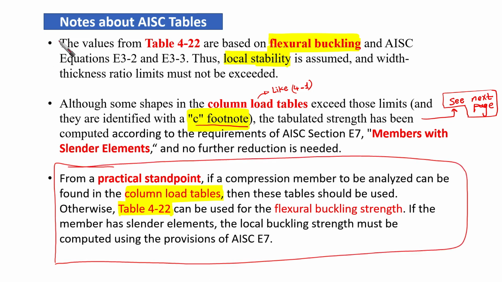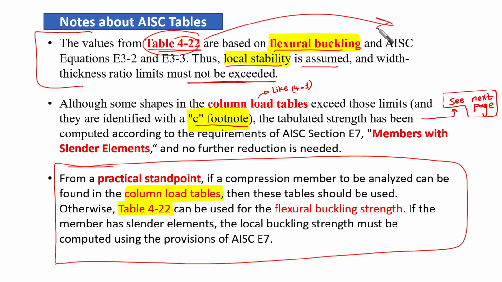As I said, this is going to be flexural buckling only for table 4-22 and the AISC equation. This is elastic and inelastic, and thus local stability is assumed, meaning that it's maintained, and the width-thickness ratio limits must not be exceeded. Otherwise, you are going to reduce whatever you obtain from this table. You need to reduce it if the shape is slender. For table 4-1, or the column load tables, if the limits are exceeded, they are going to be identified with a C footnote.